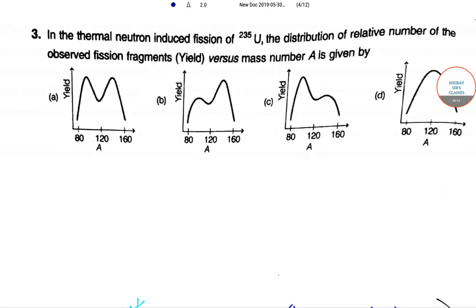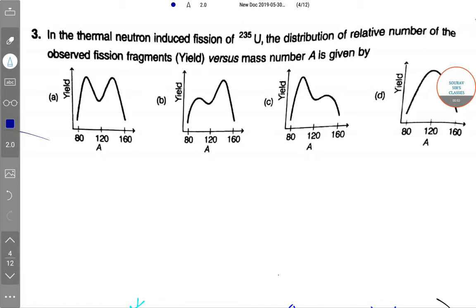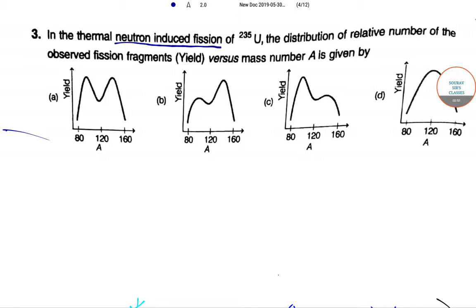So this paper is not so hard, but some questions must be tricky. Here the third question in this paper is: in the thermal neutron induced fission of 235 uranium, the distribution of relative number of the observed fission fragments versus mass number A is given by which curve? Okay, so here the main concept is neutron induced fission.